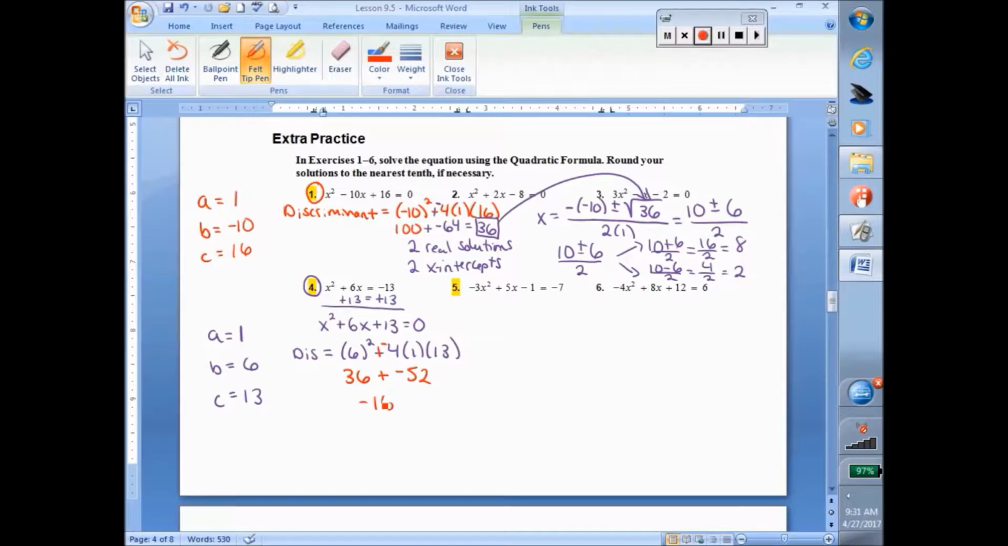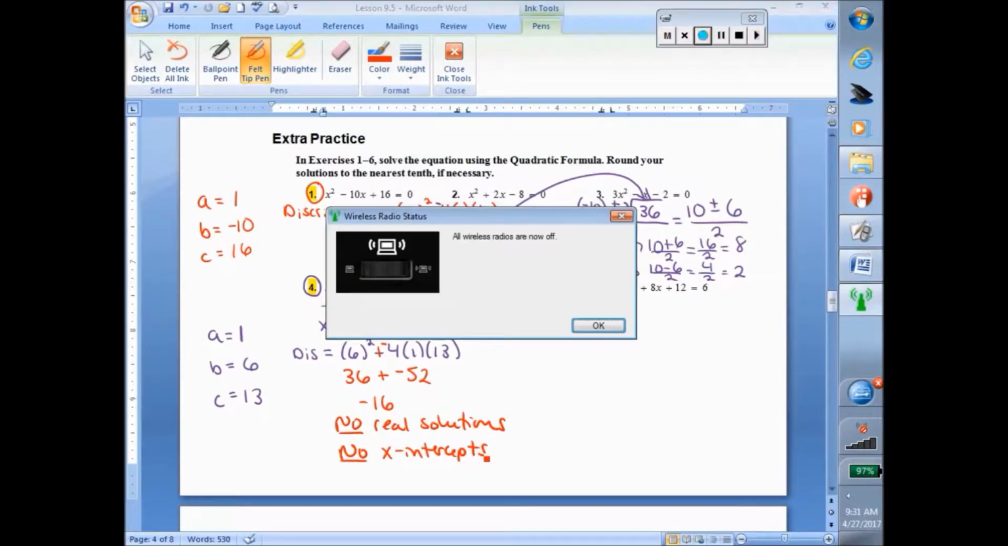Since our discriminant is negative, that means we have no real solutions. And if we were going to graph this, it means that our graph would not cross the x-axis. It doesn't mean we can't graph it, it just means there's not going to be any x-intercepts. So our parabola, that U-shaped graph we've been working with, would not touch or cross the x-axis at all.